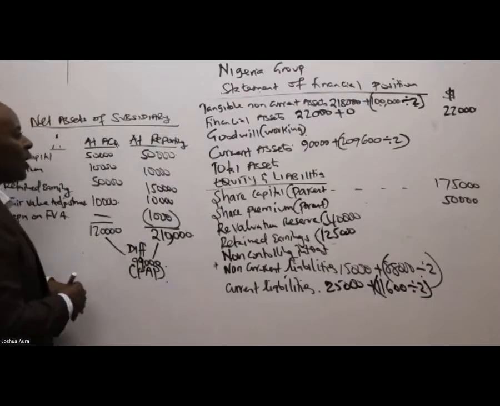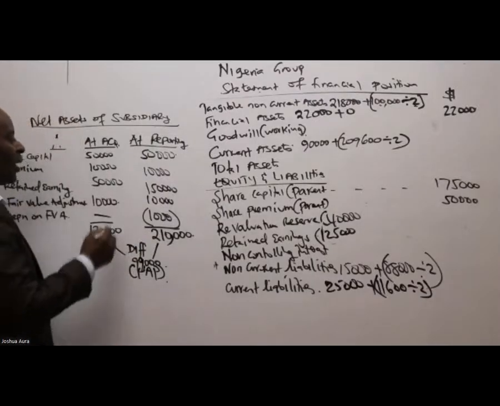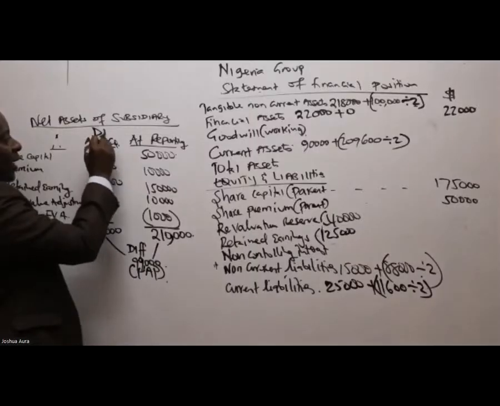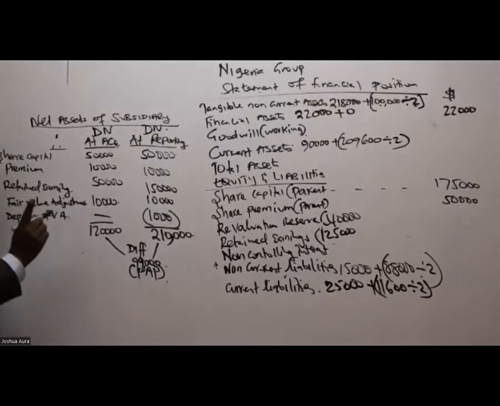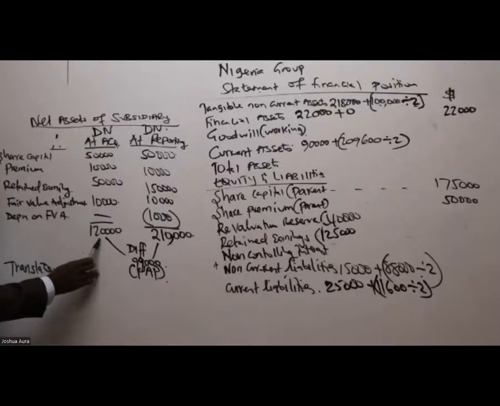Ladies and gentlemen, I would want you now to listen to me very well. Remember, the currency here is still the N. This is the currency of our subsidiary. But you see, we are supposed to translate these things. So please come here and translate them. So remember, these are net assets at acquisition.